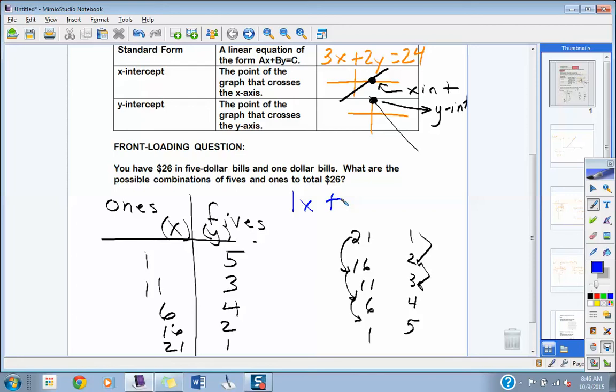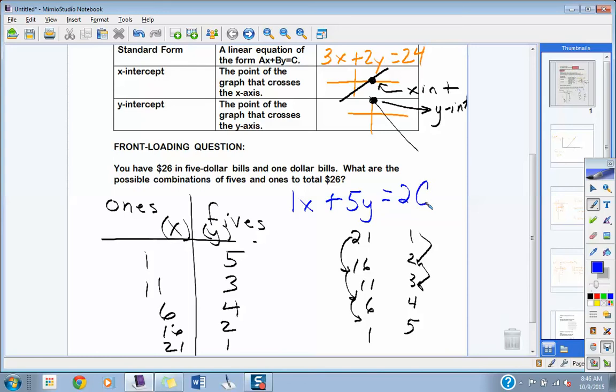Each y is worth how much? So an expression for the amount of money in 5s would be what times what? So we're adding in some 5s. So 5 times however many 5s you have. In this case, y. Totally, we want that mess to add up to how much? $26.